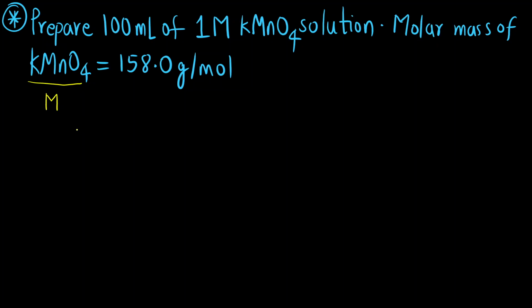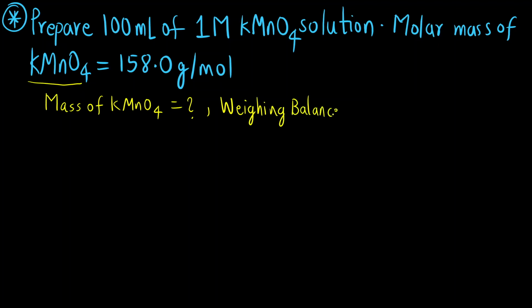We have to calculate the mass of the KMnO4 that we have to use. We have to find out the mass of the KMnO4 that is to be weighed using a machine called a weighing balance, an electronic weighing balance. So for that, let us write down the formula for molarity that we had seen in the last video.